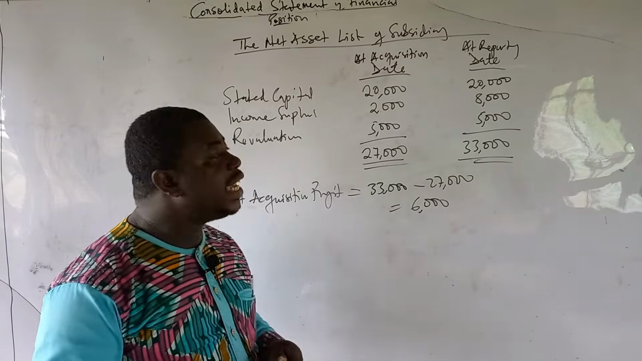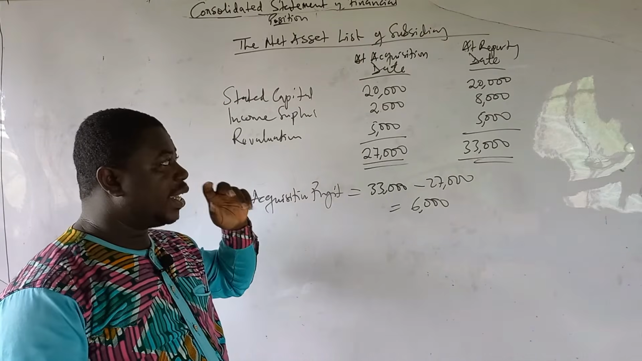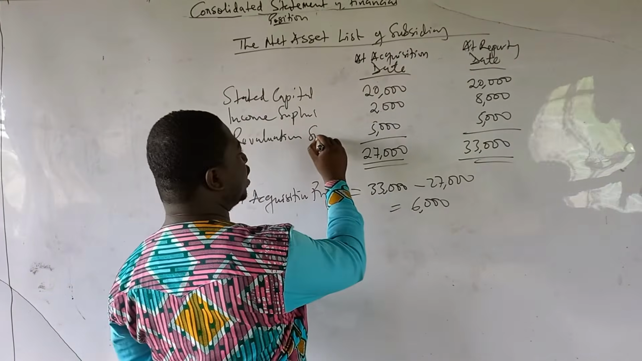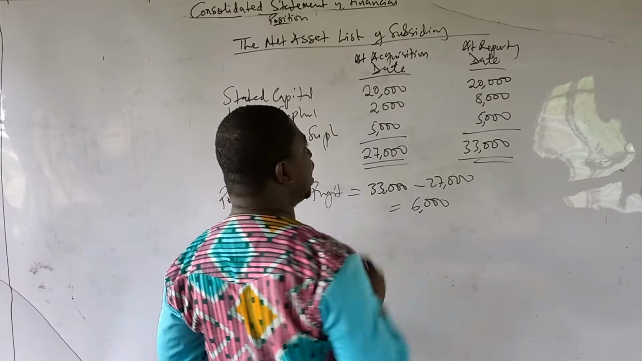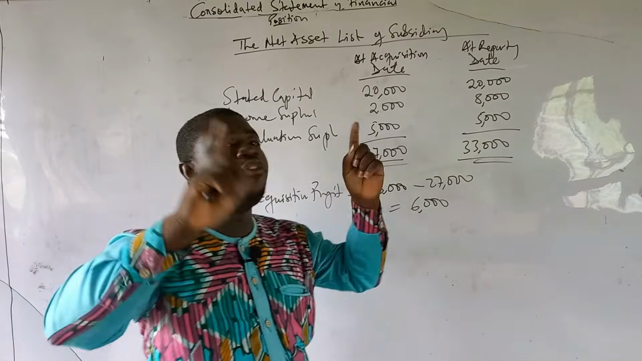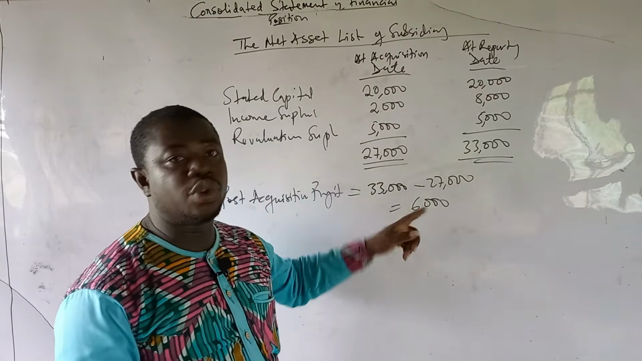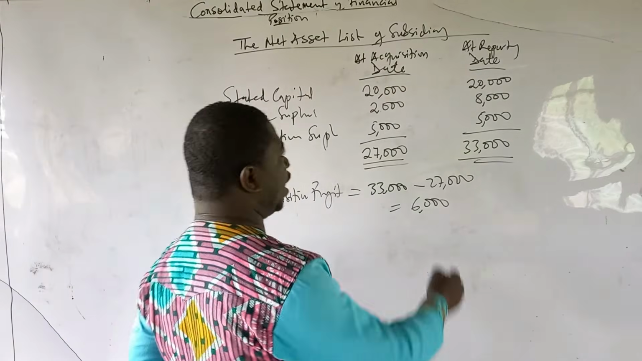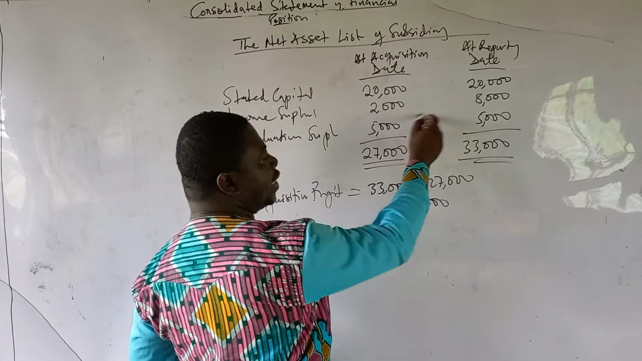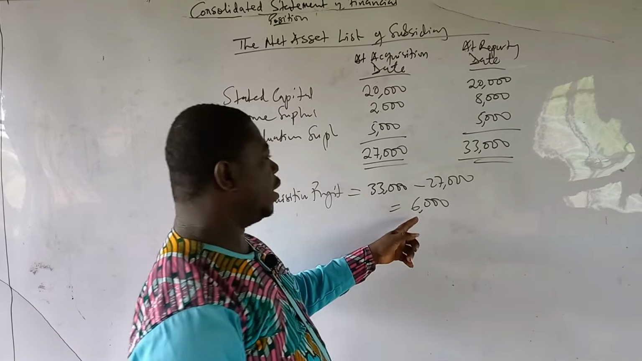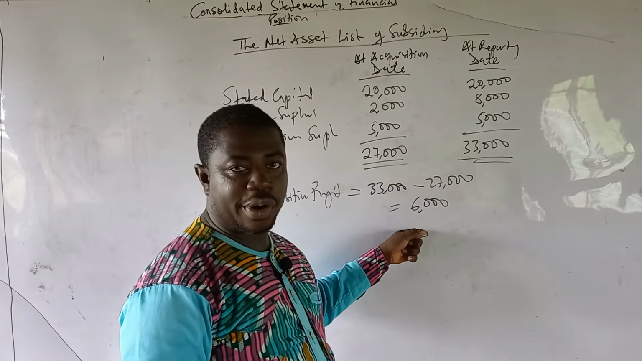Now, you see, in a question where this is the case, the revaluation surplus didn't change. Stated capital didn't change. It is only the income surplus that changed. So if you did not do this net asset list, you could still have gotten your post-acquisition profits right, because all you would have done is compare the income surplus and see that it has gone up by 6,000, like we did in the previous video. And then you would have gotten your correct balance.